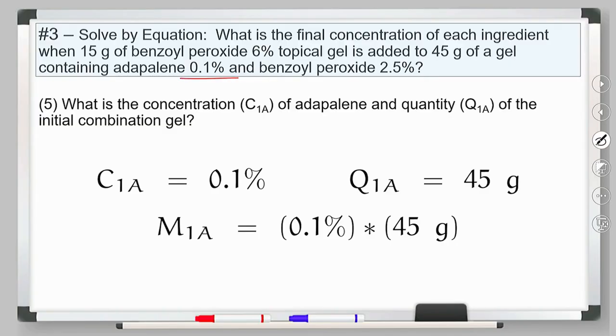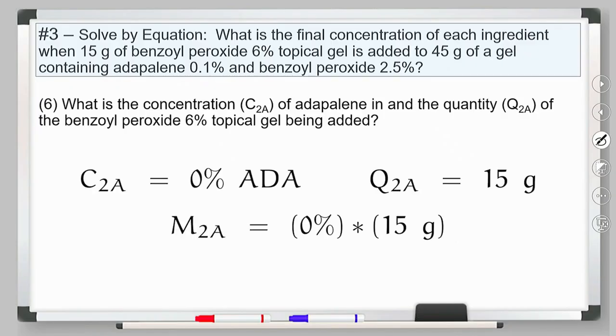Now, what's going to happen with the adapalene? Well, what are we starting with? We're starting with 0.1% and 45 grams. So there's the mass of what's in my cream to begin with. What am I adding to it? I'm adding 15 grams of, there's no adapalene in that benzoyl peroxide gel. So what concentration of drug am I adding with that 15 grams? 0% drug. There's 0% adapalene in 6% benzoyl peroxide. So what is the mass of the drug I'm adding to it? 0. 0 times 15 will be 0. I'm not adding any adapalene.